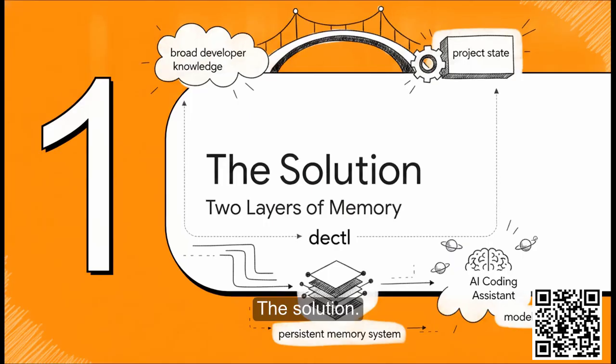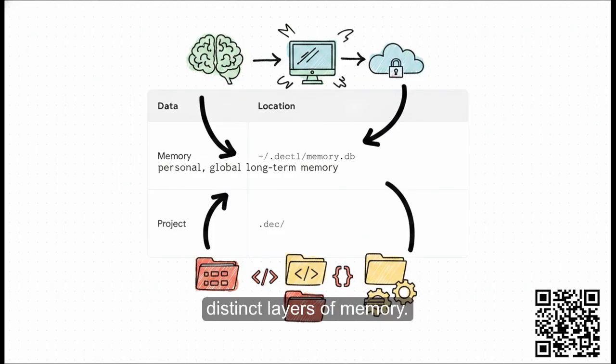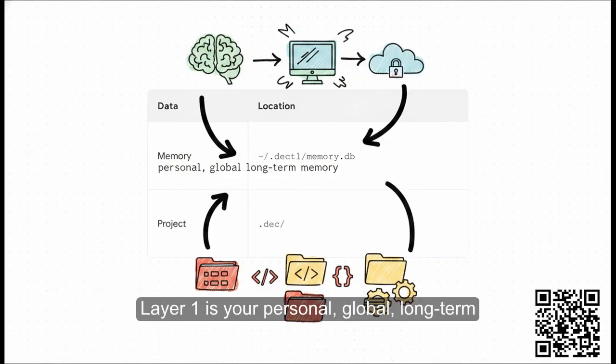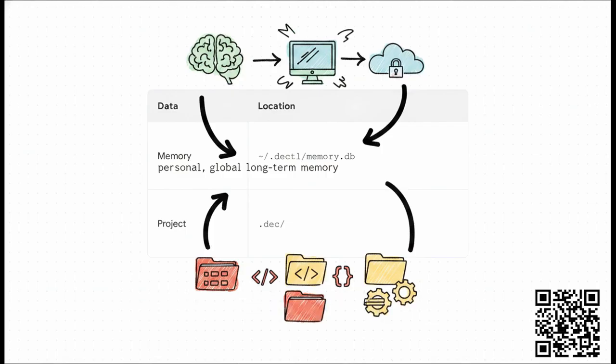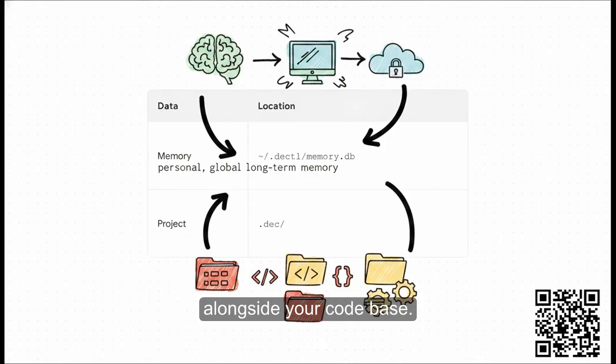Section 1. The solution: 2 layers of memory. So to cure this context bankruptcy, we are looking at a tool called Dectl. It essentially acts as a bridge using 2 distinct layers of memory. Think of it like this. Layer 1 is your personal, global, long-term knowledge base. And then you have layer 2, which is your project ledger. These are highly specific files that live right alongside your codebase.